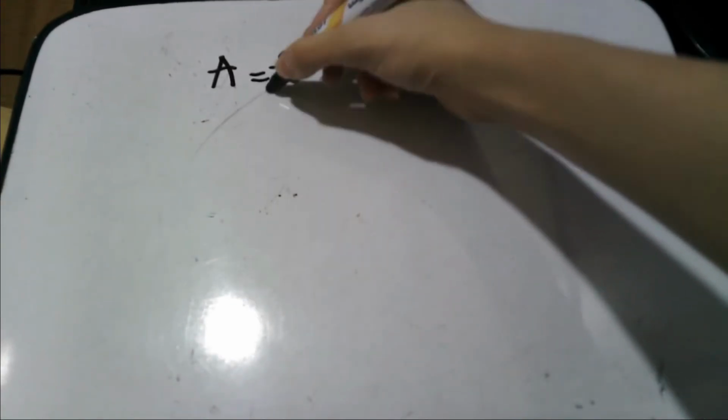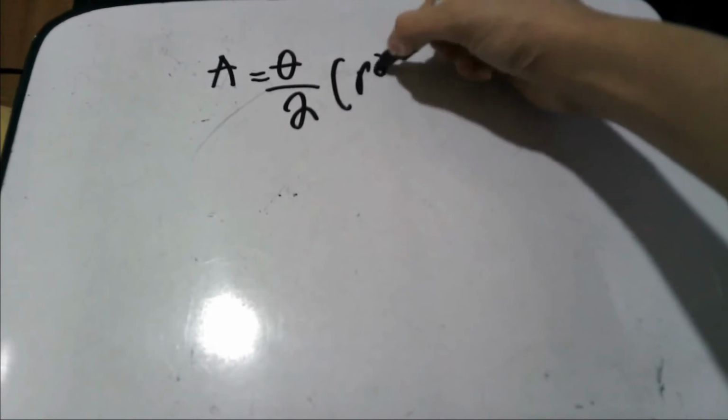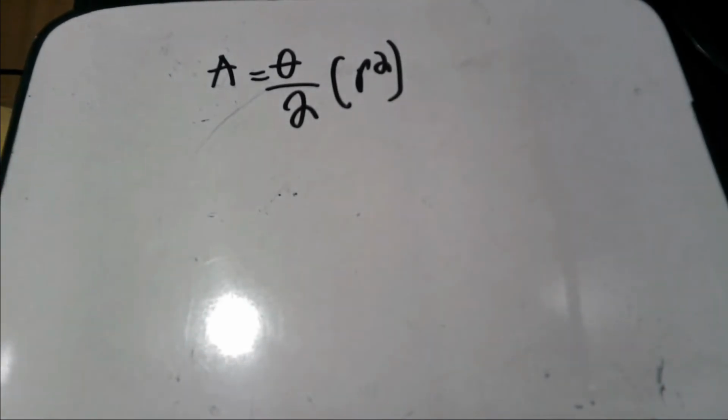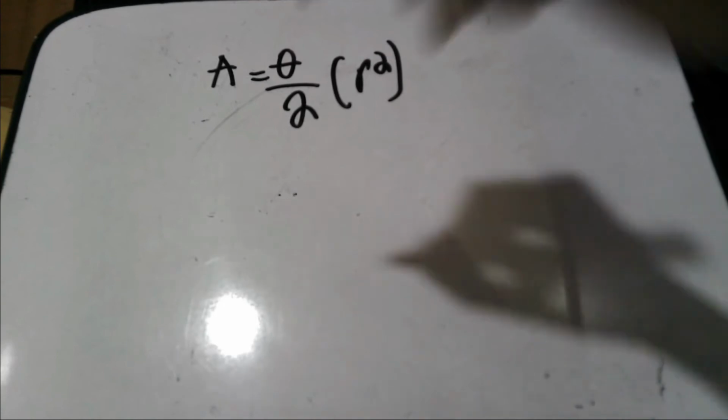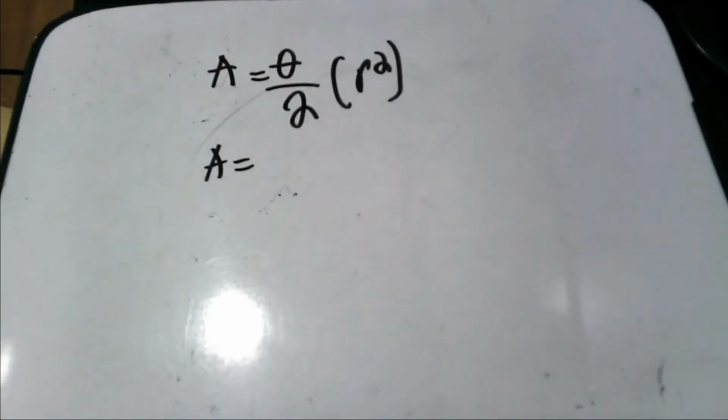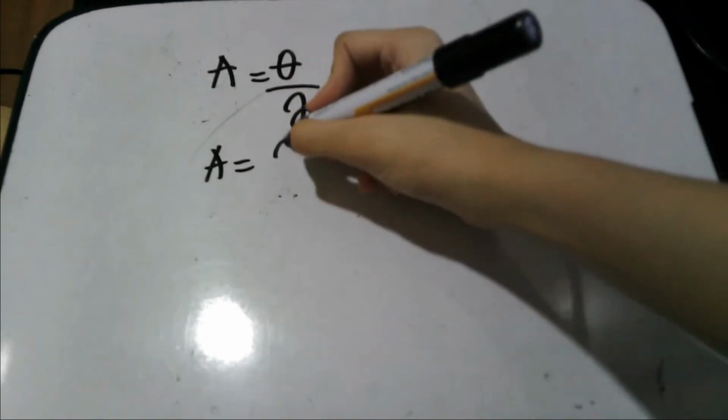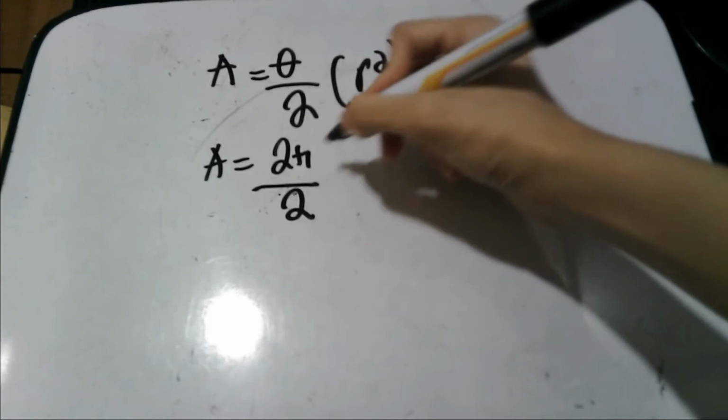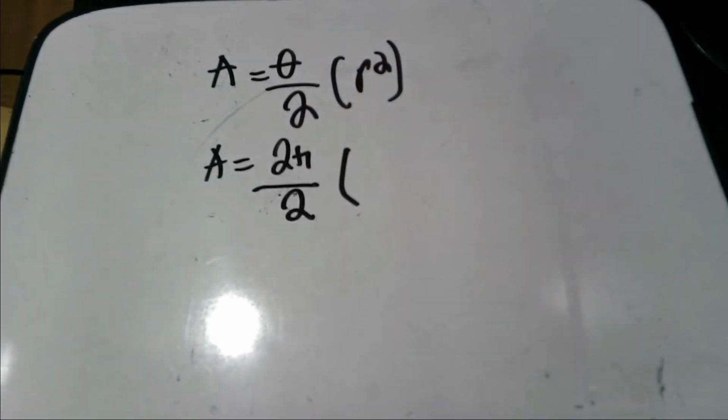In the problem, we are searching for the sector area, but we are given radians instead of degrees. So we're going to use the following formula. A is equal to theta divided by 2 times r squared. Now let's substitute the variables with the given values. Theta in the problem is 2 pi radians, while r is 30 feet.